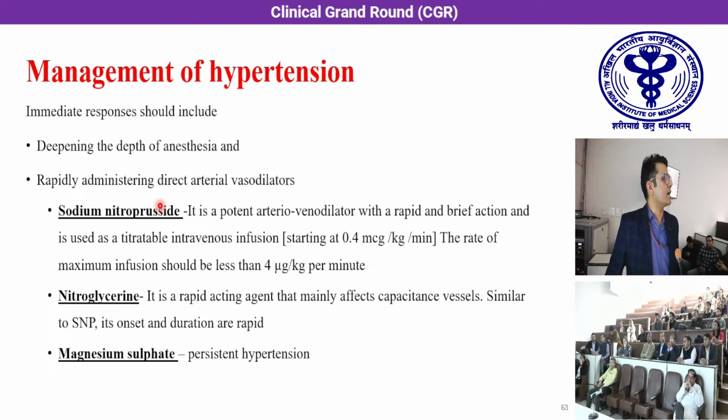Because once the tumor is out, the hypotension will set in. And if you use drugs which are long acting, then you would have to combat your antihypertensives along with the vasoplegia that sets in. So the commonly used drugs in our setup are sodium nitroprusside and nitroglycerin. And in case you have a persistent hypertension, magnesium sulfate is a newer drug that can be used.